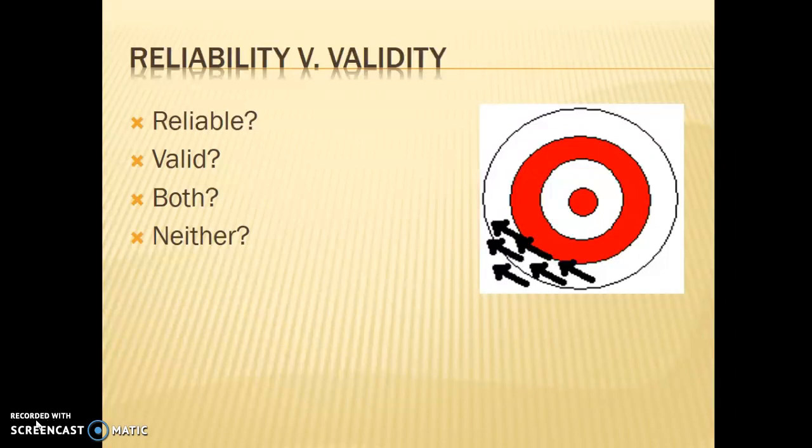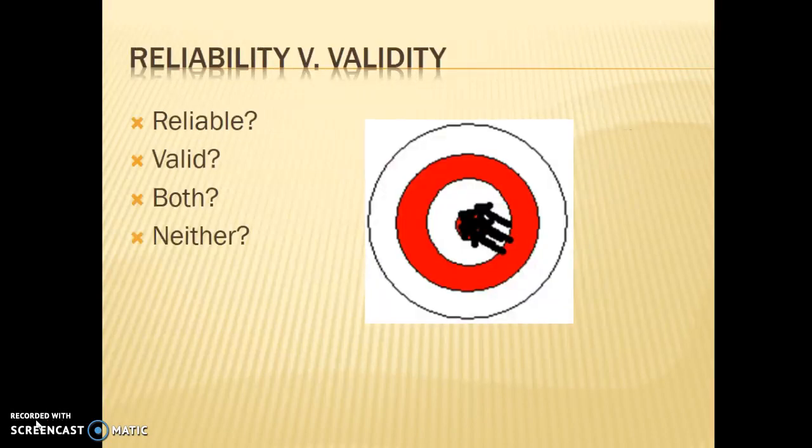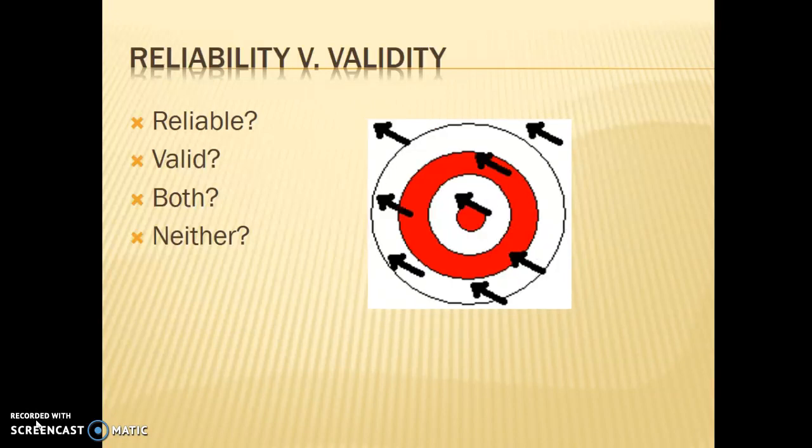So this is just going through, looking at the bow and arrow essentially with the target is what I'm trying to say. So is it reliable, valid, both, or neither? I don't have the answers on there, which would be a problem. So we will go over those in class because I apparently did not put them up, right?